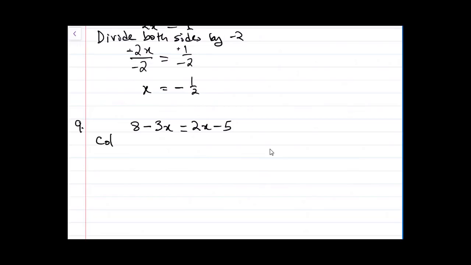So we said collect like terms and subtract 2x from both sides.